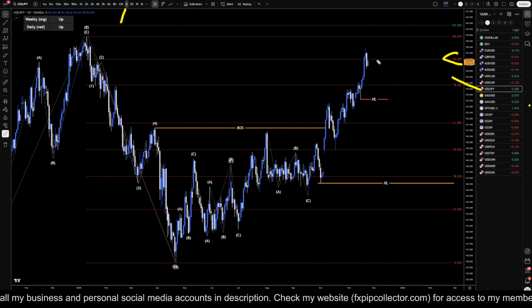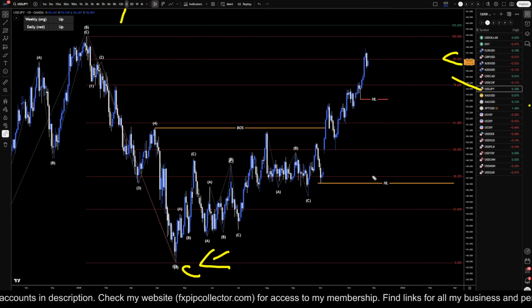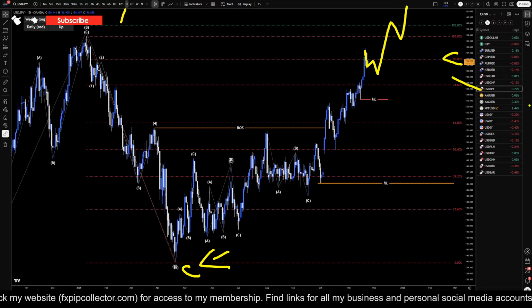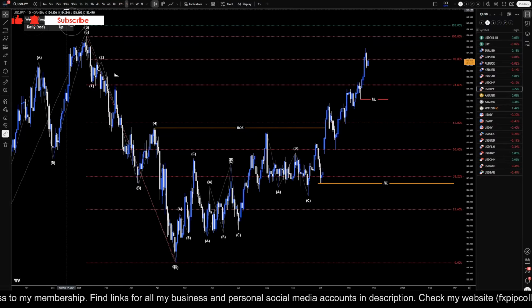Now, this could potentially end up making a top right here, but we also could have the bottom of a wave C right down here on the weekly. And if that is the bottom of a wave C, then anything we see to the downside would definitely just be a pullback within an uptrend. So, like I said, this could be a top, so we definitely need to pay attention on lower time frames.